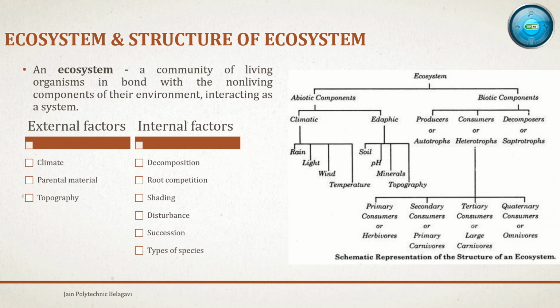Similarly, there are some different consumers which are dependent on the other consumers, which are having the producers as the consumption parameter. Then the last one is the decomposers or the saprotrophs.